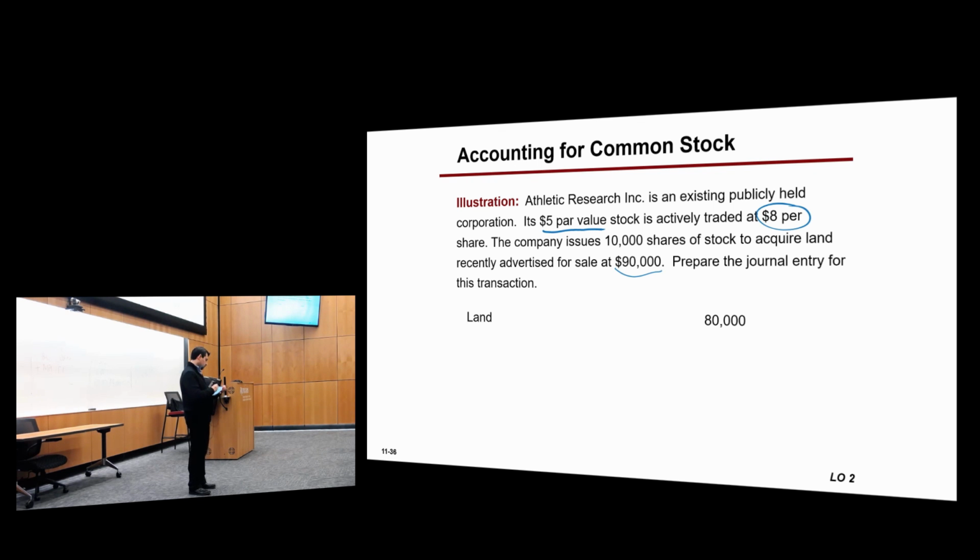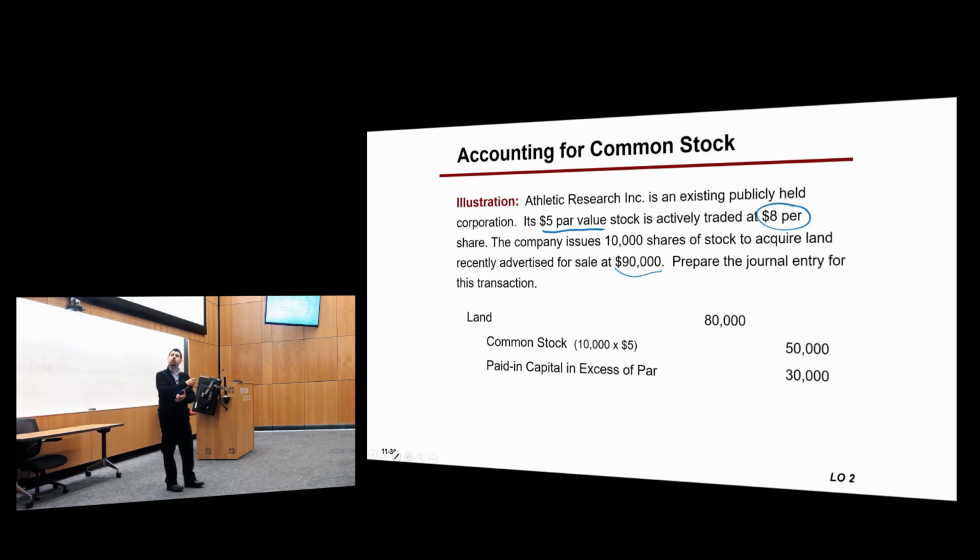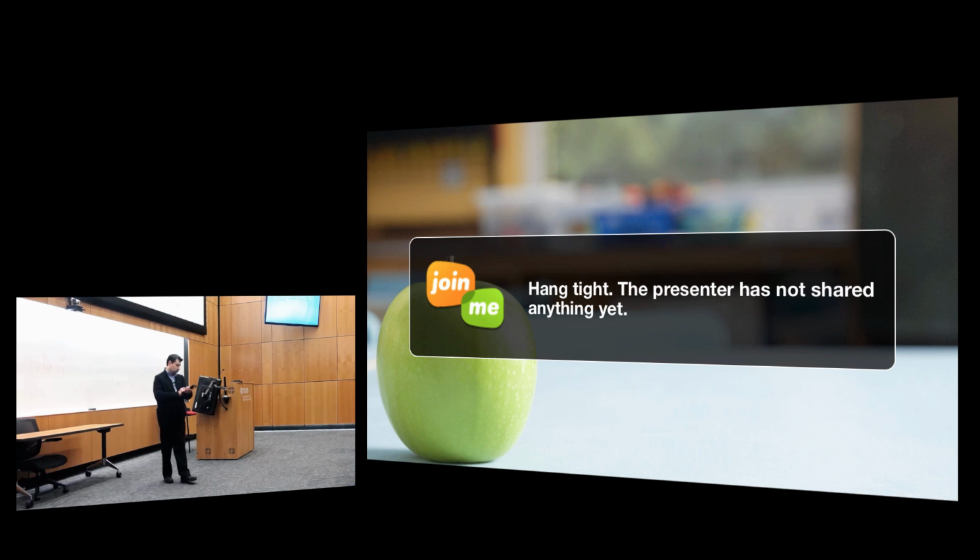That's cost. So in this case, this is cost according to the market price. Common stock is going to be credited at par value. The difference between the two will be credited to paid-in capital in excess of par value. So in this case, the company will debit land.